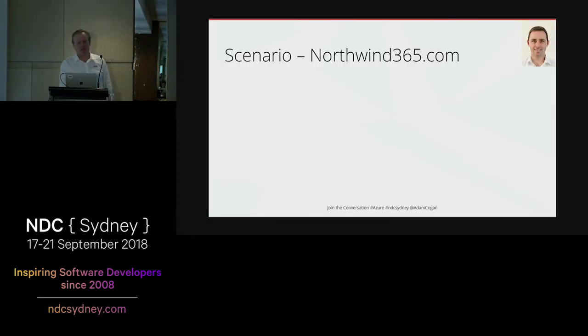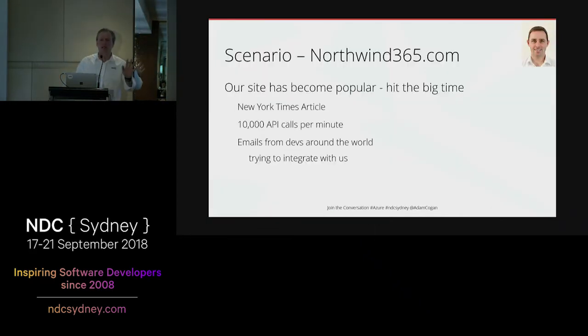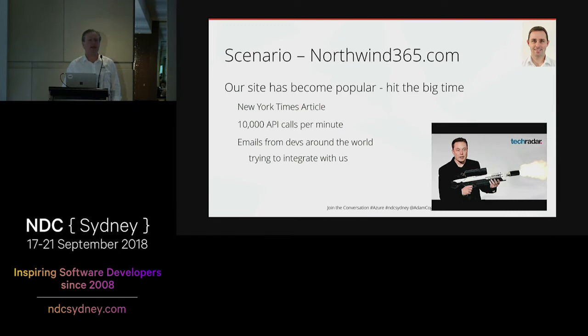All right, cool. So our site is really popular. Jason's hit the big time here. He's really excited now that the New York Times published an article about his great site, and devs from around the world are sending him emails saying, hey, how do I integrate with you guys? He's getting 10,000 API calls a minute. Then some celebrity out there tweets, hey, this is a cool product, etc. And the Kardashians have done this. They just wear somebody's clothes and they smash people's websites, okay?